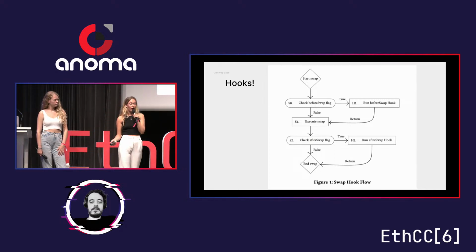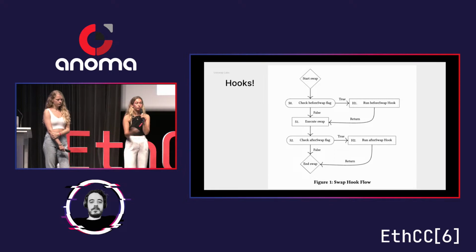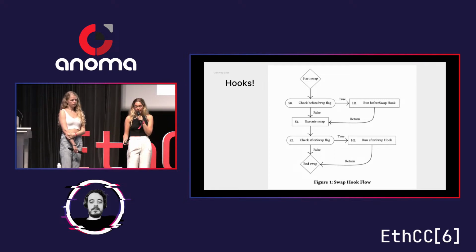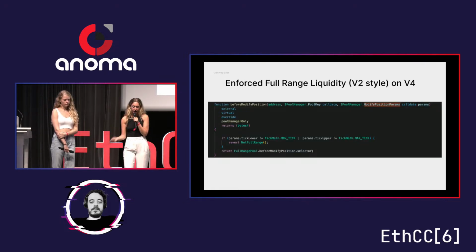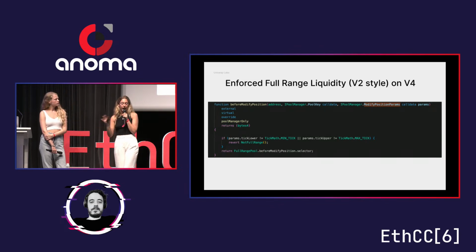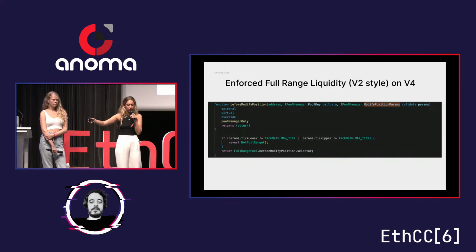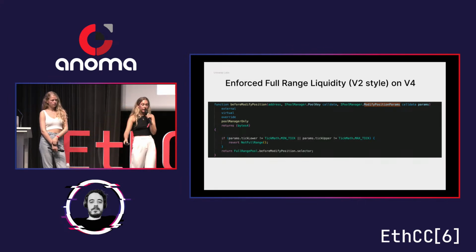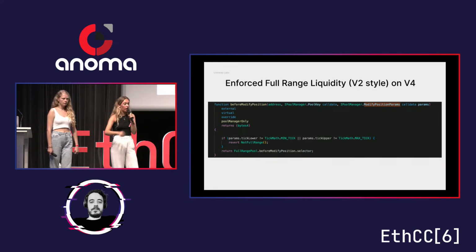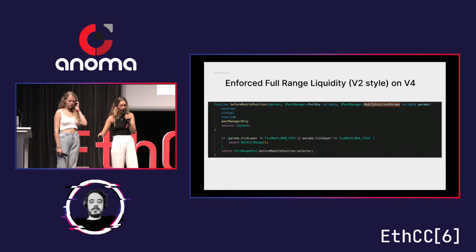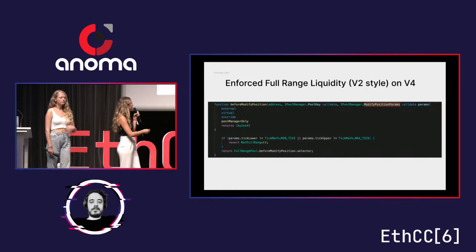And so this is a really powerful primitive because it allows hooks to really enshrine logic directly into the pool. So let's look at an example. This is just a naive example, but on V4, you can actually create pools that are enforced full range liquidity, so something like a V2 style pool. So in this example, we look at the before modify position hook callback. It's actually just a few lines of code.